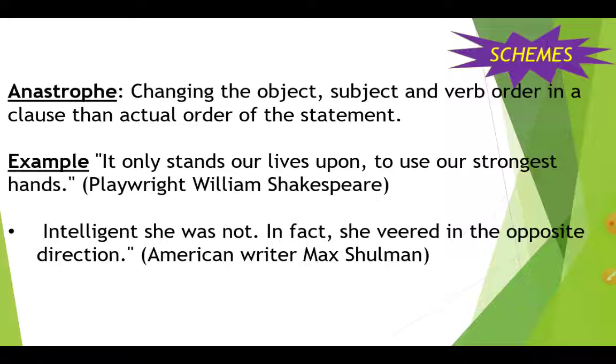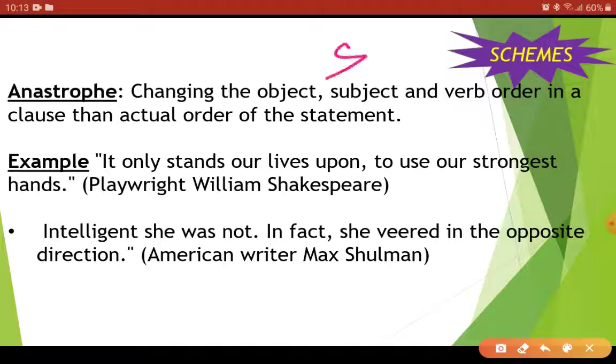This is anastrophe. What is anastrophe? Changing the order of the object, subject and verb in a clause from the actual order of the statement. In a statement, you already know that the order is, first of all the subject will come, and then the verb will come, and then the object. But in anastrophe, this pattern will be shuffled. So this is the category we call anastrophe.